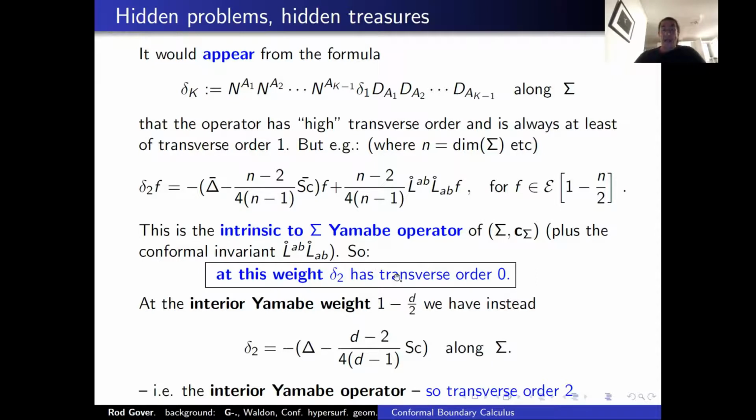Now, at this weight, it's got order 0. What about if we replace this weight with the interior Yamabe weight? So that'd be 1 minus D over 2. Remember, D is n plus 1. Then this operator, by the same general formula, turns into the interior Yamabe operator, which is conformally invariant, and does have transverse order 2.